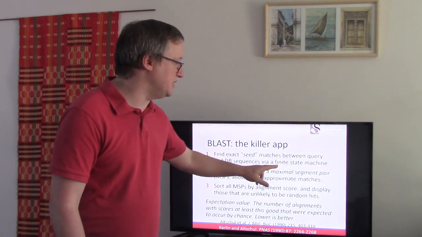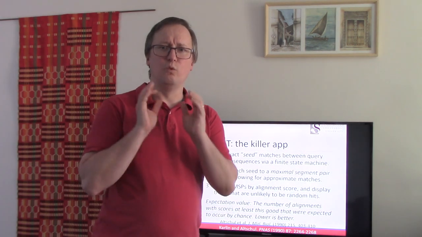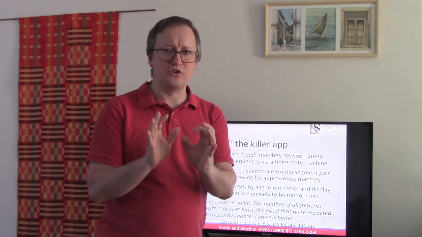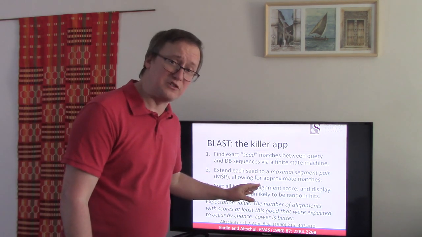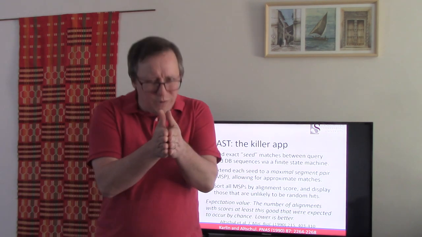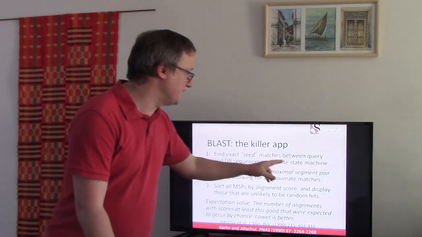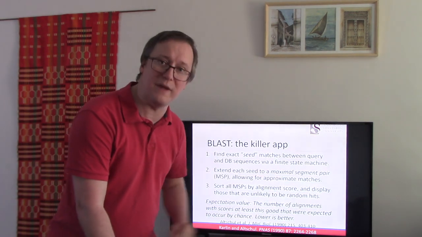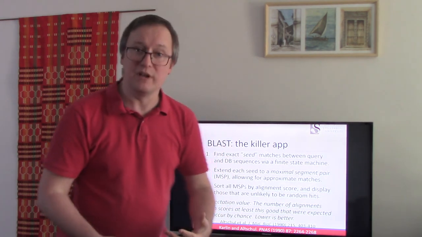All right, so it's going to use something called a finite state machine that we're going to talk about in just a minute to say what sequences in the database match to these seed matches perfectly. From these seed matches, we are then going to ask, how much can we extend out from these regions of identity to create a maximal segment pair, a part that says, basically, this whole region bears similarity between these two sequences. So having started from seed matches and built out to a maximal segment pair, we need to be able to produce some score that says, how good a hit is this?